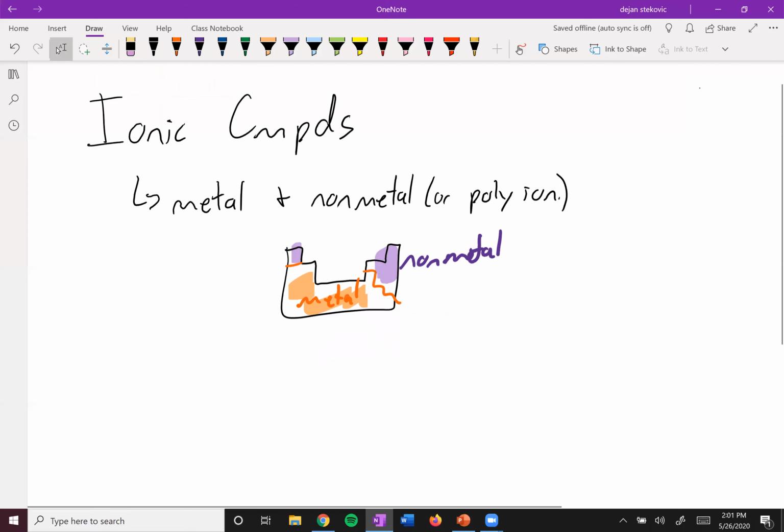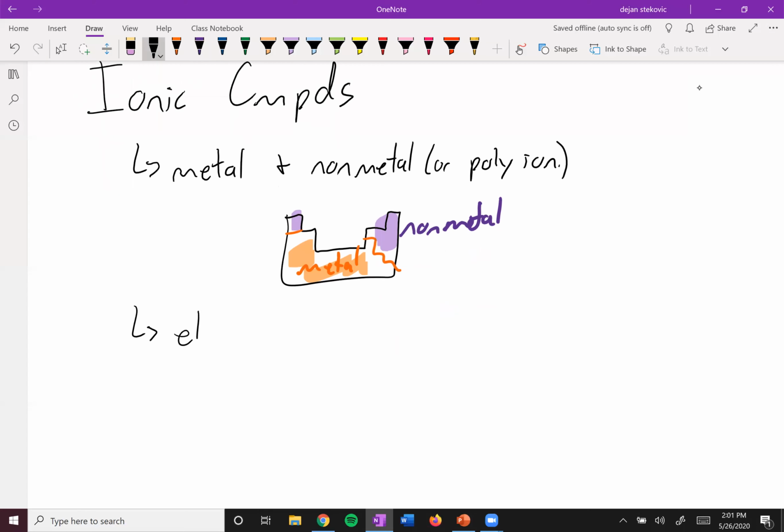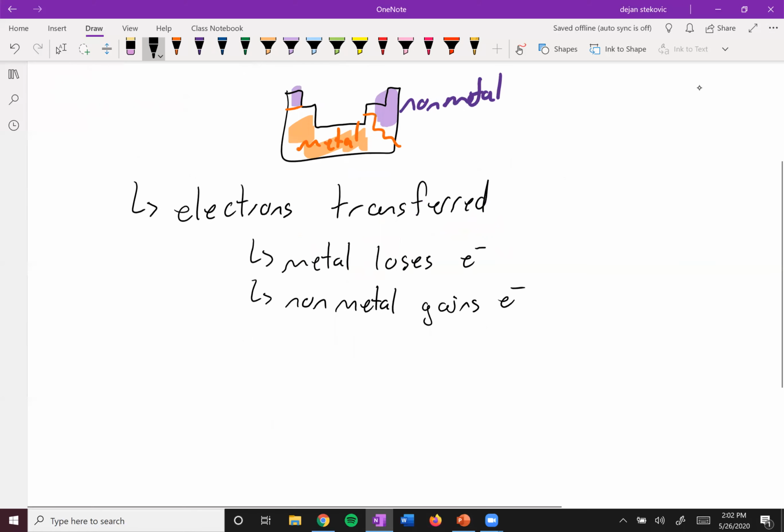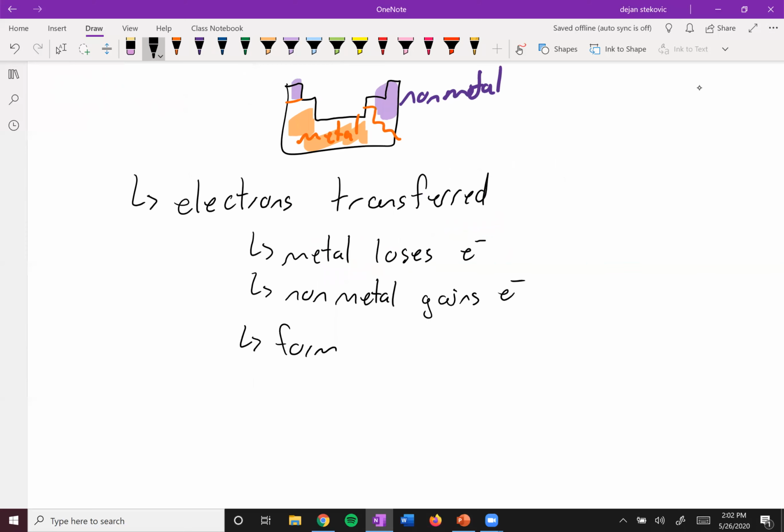And in an ionic compound, electrons are transferred. The metal will give up an electron, and the nonmetal will take the electron. So metal loses electron, nonmetal gains the electron. And overall, they will form neutral compounds.